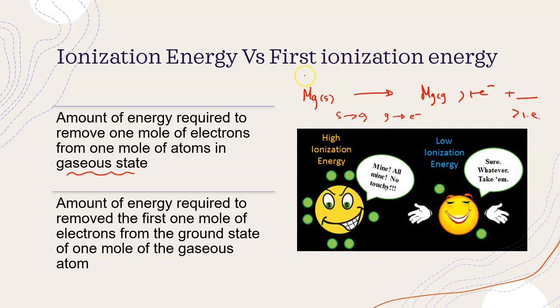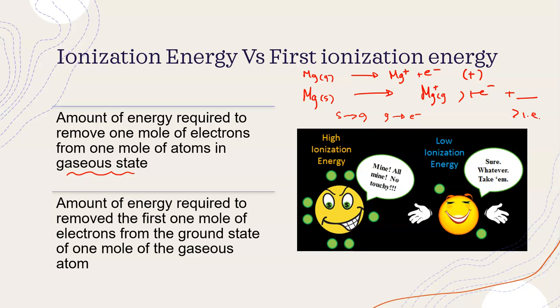So what we want to make sure is that we have magnesium gas when we start, going to magnesium gas ion plus the electron that we've lost. Then that energy that we have will of course be endothermic, because we need to put energy in, but will also be for the ionization energy alone without the change of state being added in.